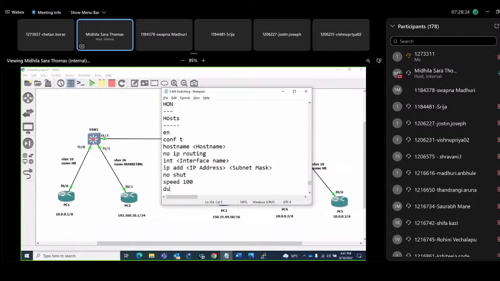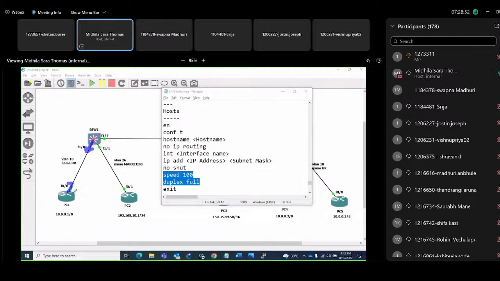And now I'm telling you one thing. Two new commands: speed 100, duplex full. Give it on all the interfaces of all the devices that you are using for LAN switching. Guys, see, you can understand this is a switch, this is a router. Till now, have you done any connection with switch and router together hands-on? No, right? This is the first time you are doing it.